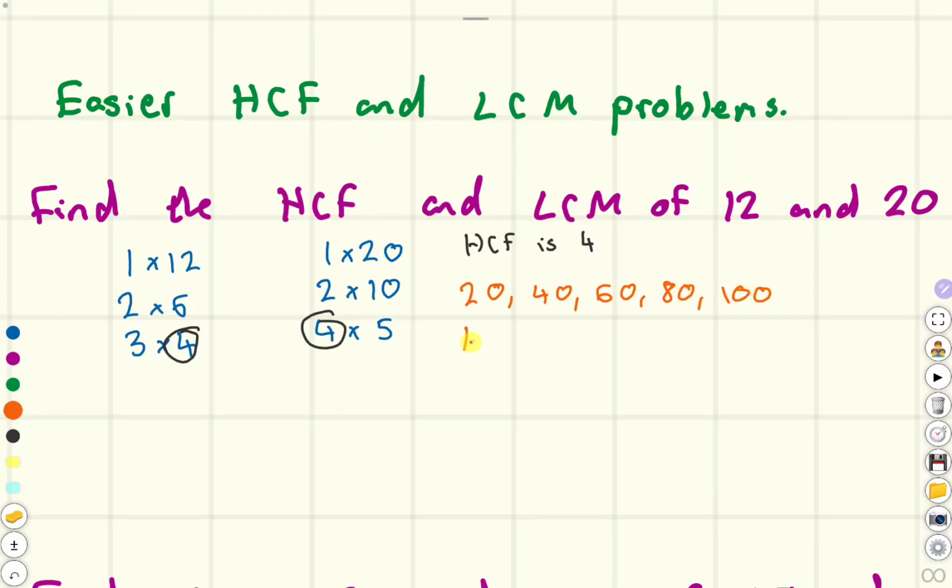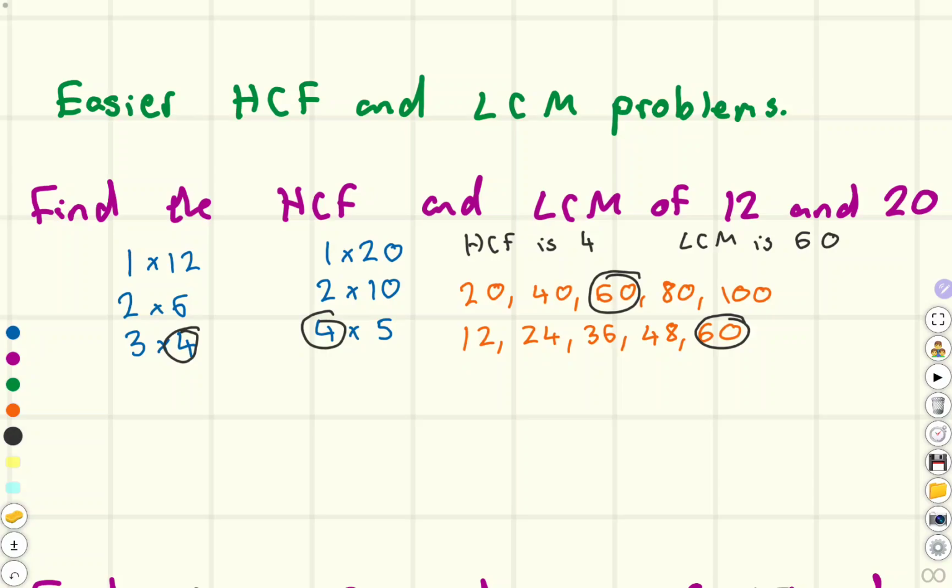Now let's catch up with the 12s. 12, 24, 36, 48, 60. Yes, indeed, I do have a match. 60 is the first number which appears in both times tables, so I can say the LCM is 60, and that is all we would have to do.